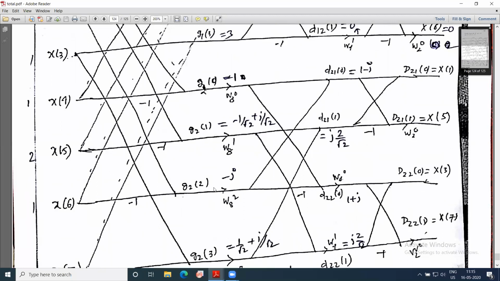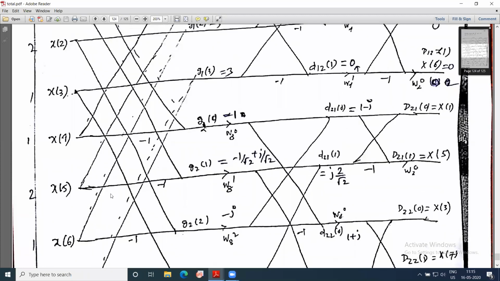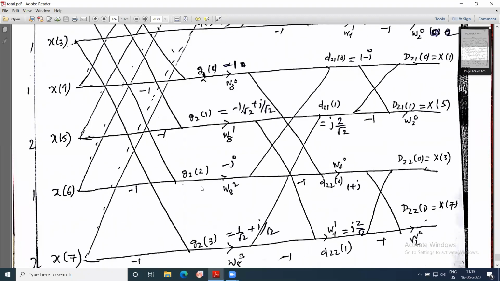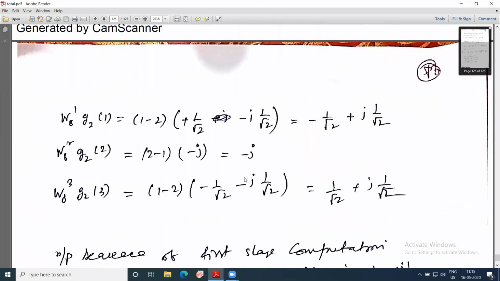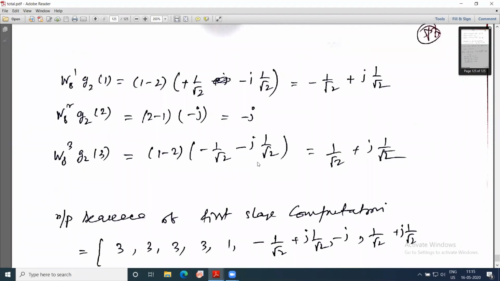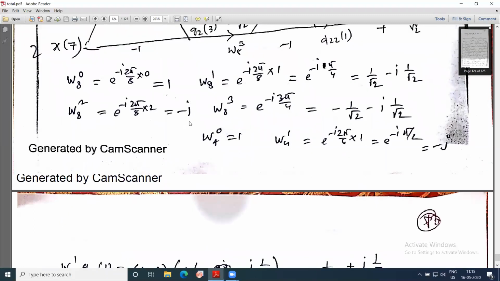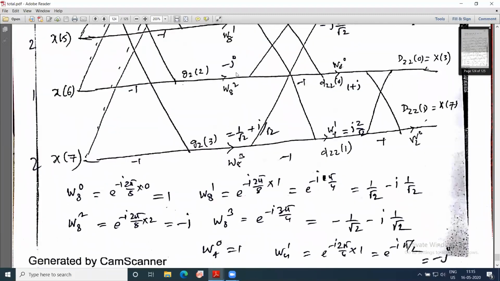Similarly, W82 is equal to minus j, so G2 of 2 will be 2 minus 1, which is 1, and 1 multiplied by minus j. W82 is equal to minus j, so this will be your minus j. Where is W82? This will be minus j. So you will get this equal to minus j.